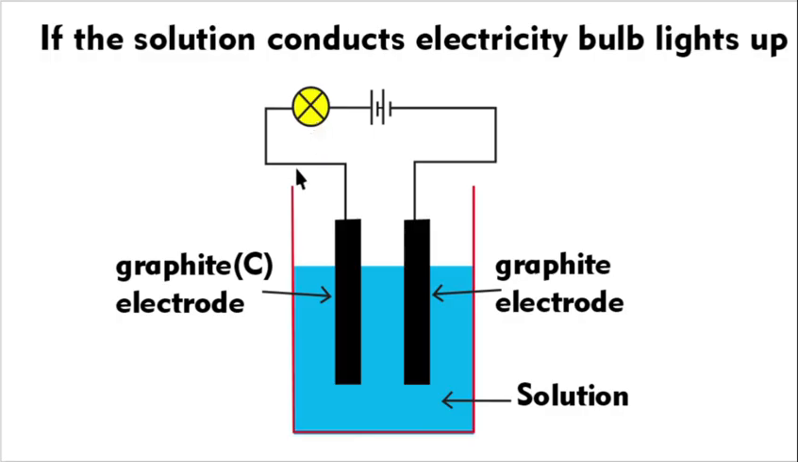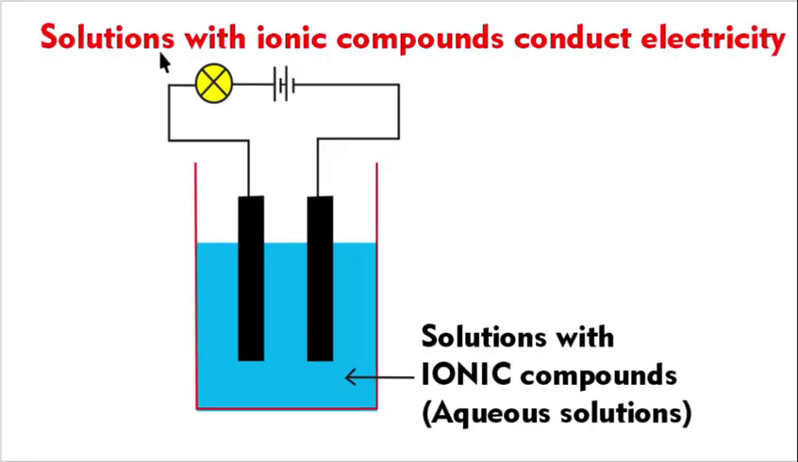Let's take a look at ionic compounds. The solution of ionic compounds. Any solution of ionic compounds, they conduct electricity. If you take sodium chloride, dissolve in water, you get the aqueous solution. Aqueous. And then, they have mobile ions here. So through this solution, the electricity will conduct. So all these ionic compounds at aqueous state, when their state of matter is aqueous, that means they are dissolved in water, they conduct electricity.